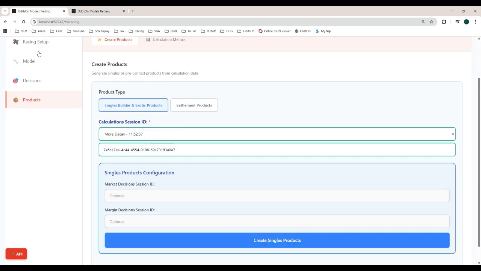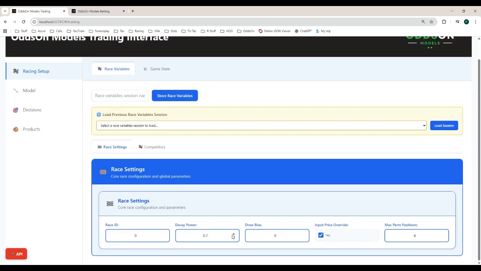So let's change it once more, just take it further. This is probably a bit further than you'd ever really go, I think, 0.5. So we'll put even more decay, store those variables.